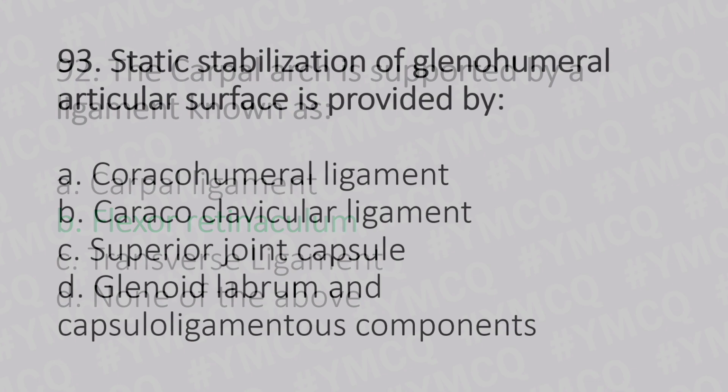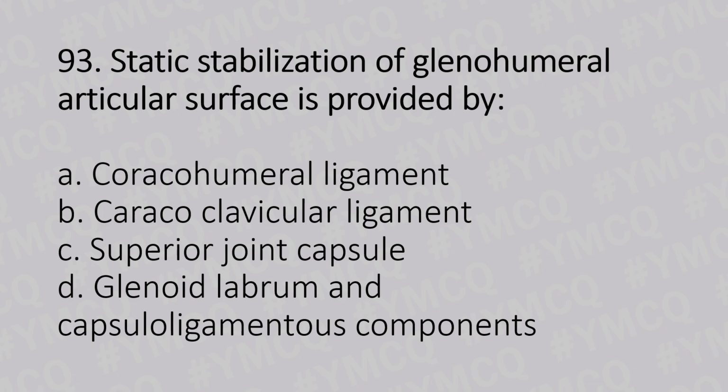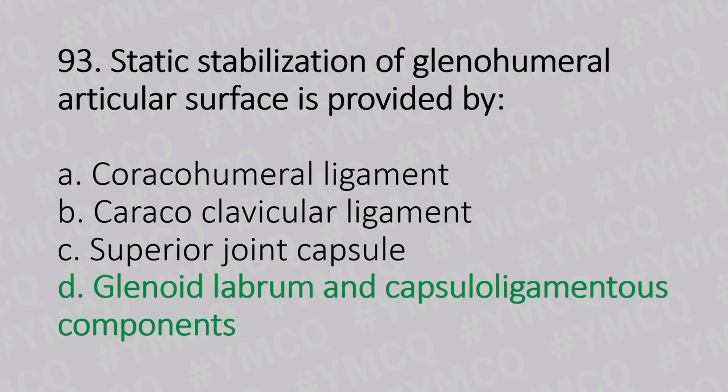Moving to our 93rd question. Static stabilization of the glenohumeral articular surface is provided by option A, coracohumeral ligament. Option B, coracoclavicular ligament. Option C, superior joint capsule. Option D, glenoid labrum and capsuloligamentous components. And the answer is option D, glenoid labrum and capsuloligamentous components.